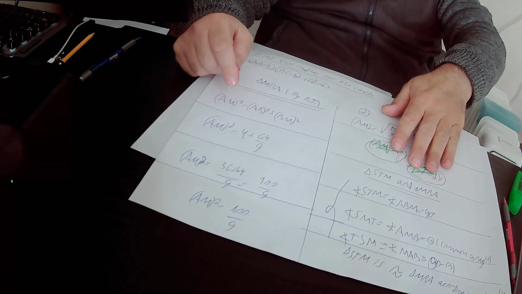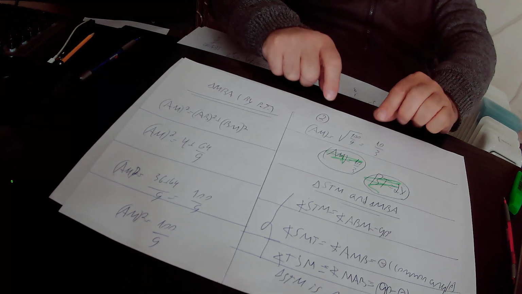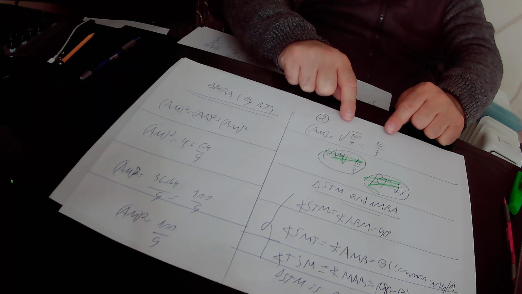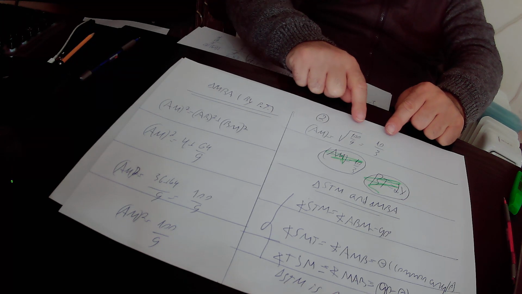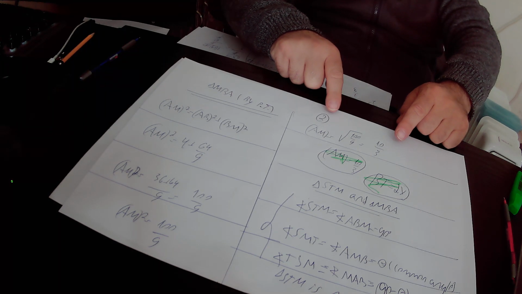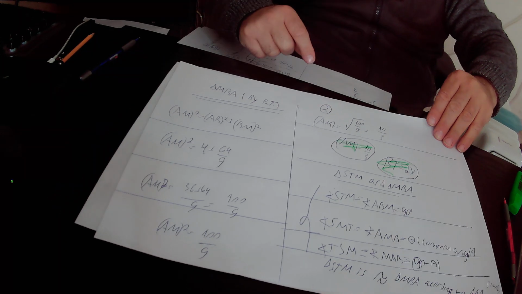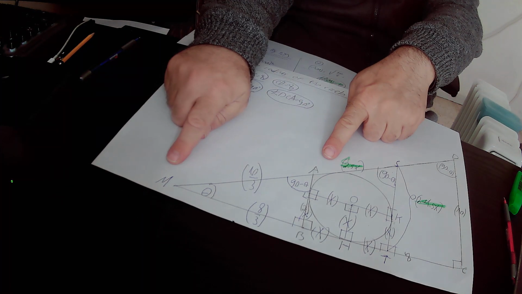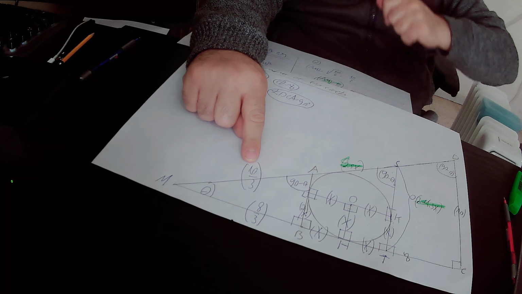We took a root of this equation and finally found that AM equals the square root of 100 over 9. The square root of 100 over 9 is the square root of 100, that is 10, over the square root of 9, that is 3. So in total we found that AM equals 10 over 3. Here, this line segment, the hypotenuse AM, equals 10 over 3.